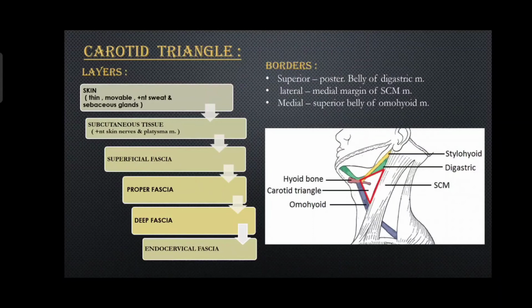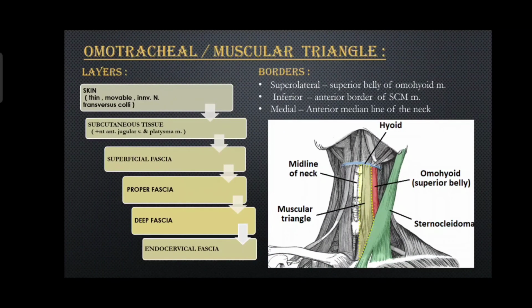Omotracheal triangle or muscular triangle. This triangle borders: superolaterally, the superior belly of the omohyoid muscle; inferiorly, the anterior border of the sternocleidomastoid muscle; medially, the anterior median line of the neck. Layers: skin, subcutaneous tissue, superficial fascia, proper fascia, deep fascia, and then endocervical fascia. Contents of this triangle are the thyroid and parathyroid glands, trachea, esophagus, and sympathetic nerve trunk.